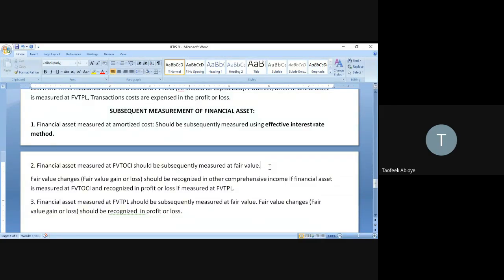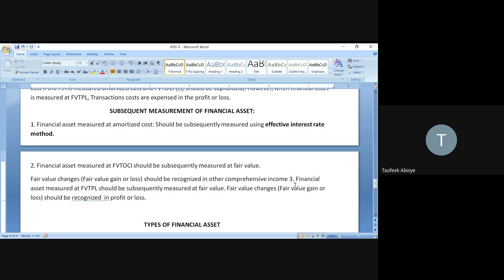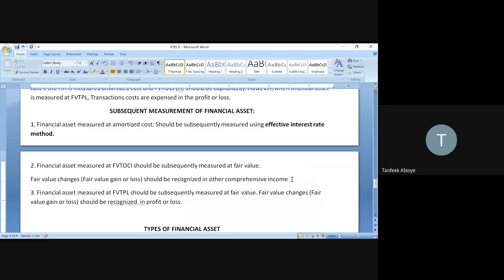So the 2 million is fair value gain. They call it fair value gain. So as subsequent measurement, that fair value gain will be recognized in the OCI. And that is what we are saying here. Fair value changes, that means fair value gain or loss, should be recognized in OCI. That is what is here. Hope we get it. Can we move on?